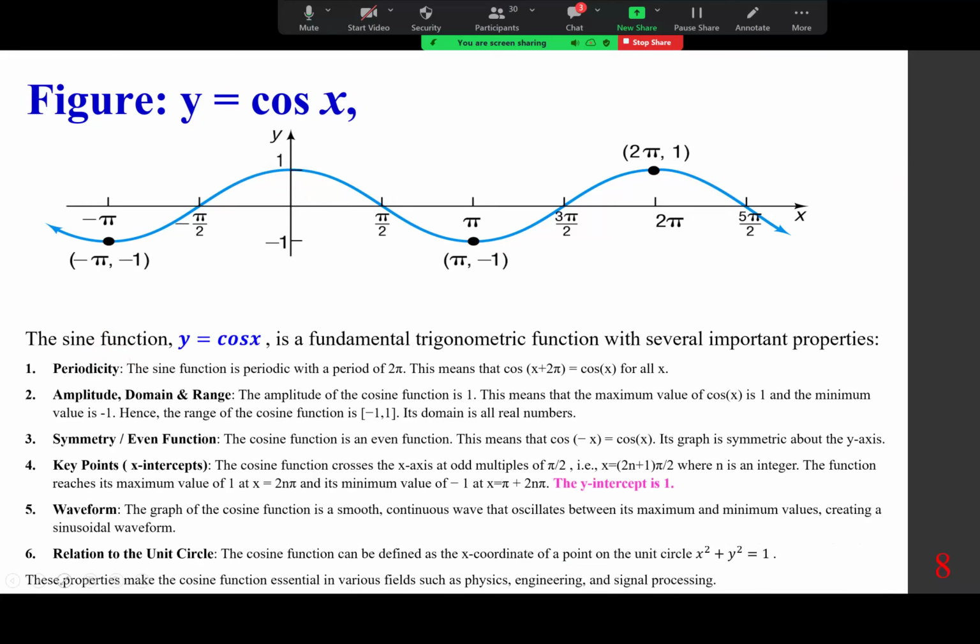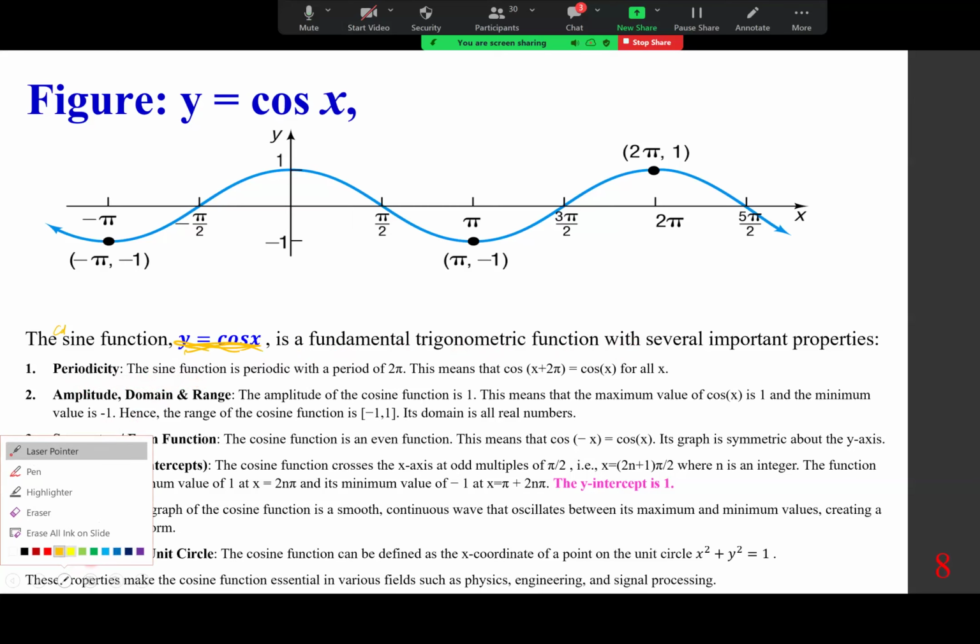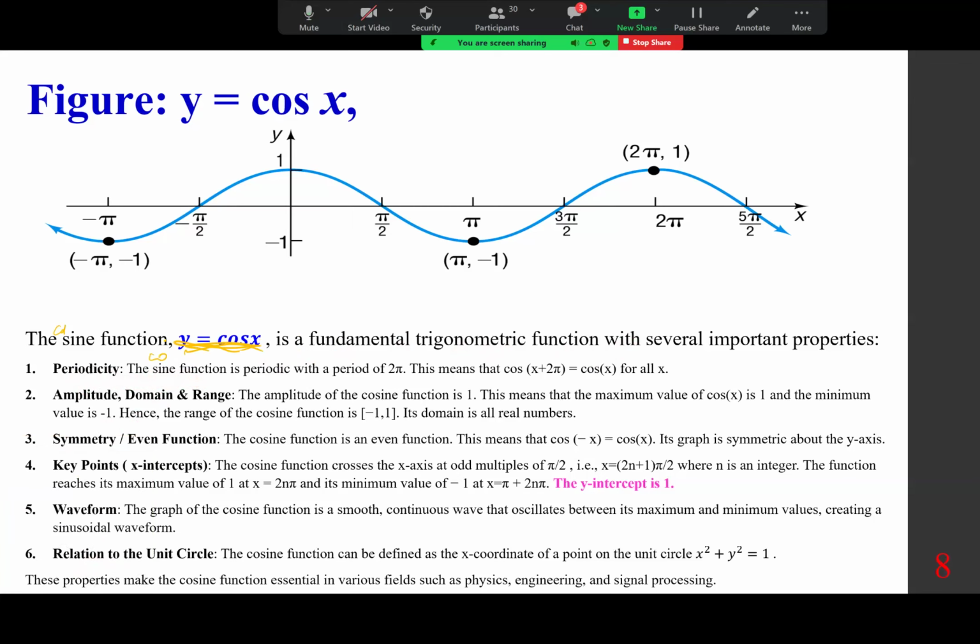The cosine function. This is the cosine function, everybody. Y equals cosine x is a fundamental trigonometric function with several important properties. Periodicity: the cosine function is a periodic function with a period of 2 pi. That means cosine of x plus 2 pi is cosine of x for all x.